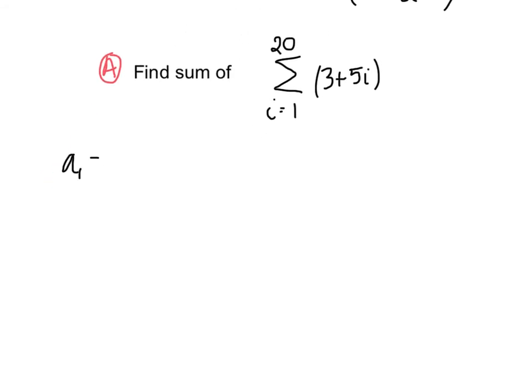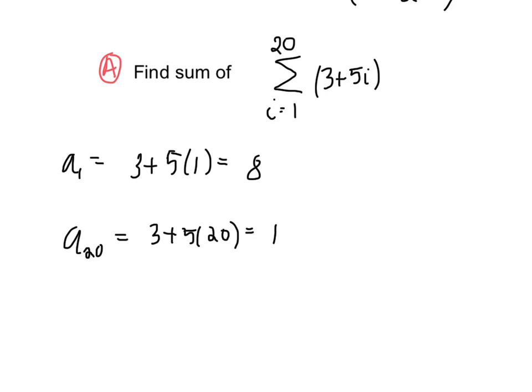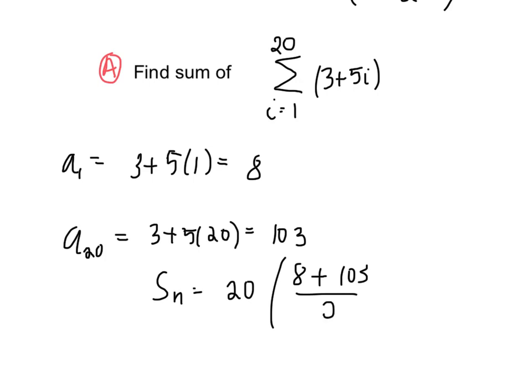Our first step is to identify what a sub 1 is. So a sub 1 is 3 plus 5 times 1, because our index is 1, which is 8. Next, we need to find what a sub 20 is. So 3 plus 5 times 20, which is 103. Now we can finally plug this into our sum formula. And simplifying this gives us the answer of 1110.